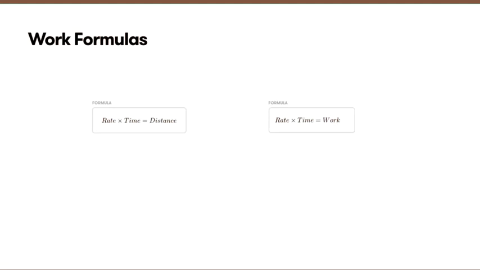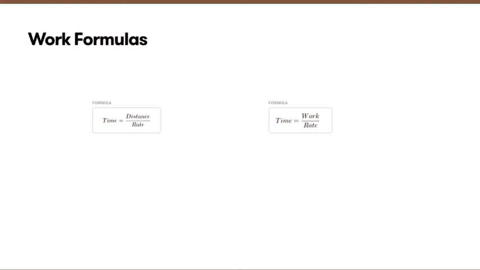Now, let's look at the formula for distance versus the formula for work. Let's say Bob goes at a rate of 60 miles per hour and that he travels for 5 hours. His total distance will be his rate of 60 miles per hour times his time of 5 hours, which comes out to 300 miles. Now, let's say Bob produces 60 pencils per hour and that he works for 5 hours. To get his total work, or in other words, the total number of pencils produced, we're going to take his rate of 60 pencils per hour, multiply by the time of 5 hours, and arrive at an output of 300 pencils.